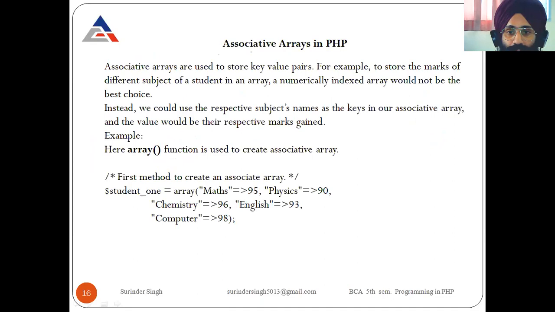Now we have an associative array in PHP. Array, second type of array. Associative arrays are used to store key value pairs. This is the value and this is the key we have defined. The user can create their own keys. Clear? This is the example where we are storing subject marks of a student.